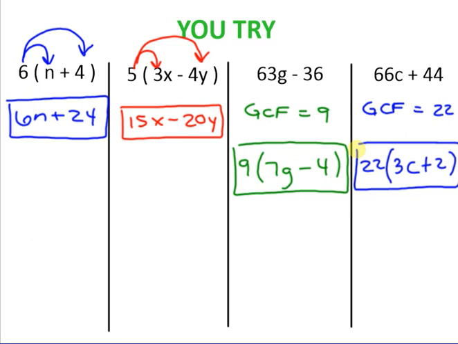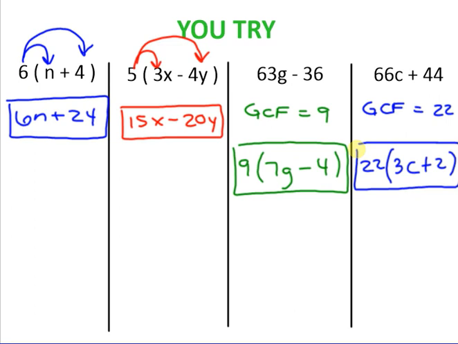So for the first one, you should have distributed the 6 and gotten 6n plus 6 times 4 is 24. For the second one, you should have distributed the 5 and gotten 15x minus 20y. Don't forget that minus sign.